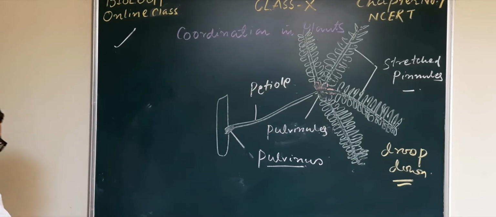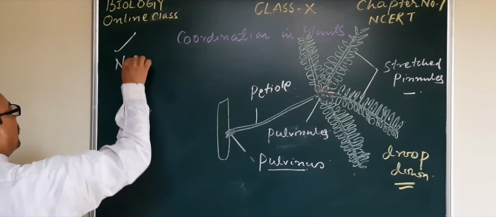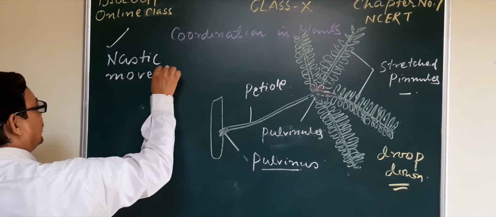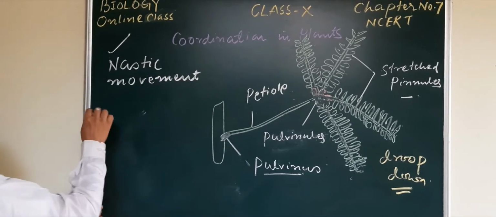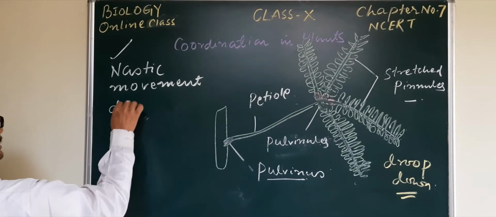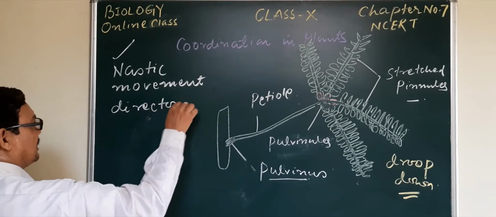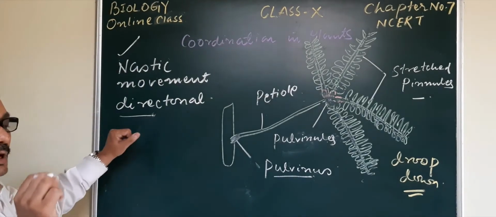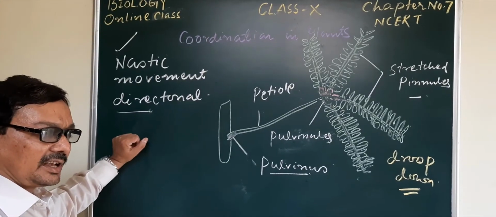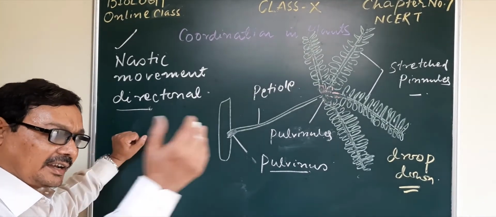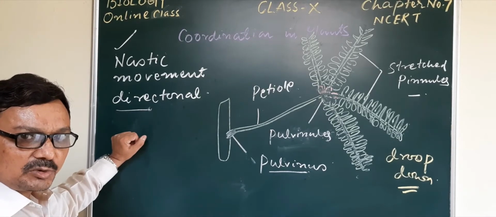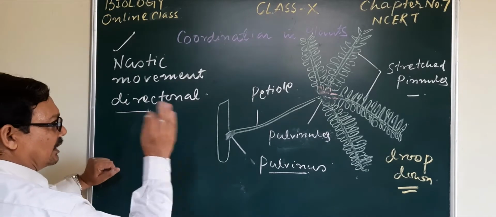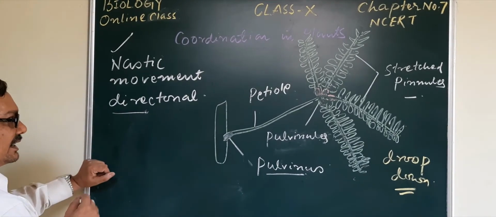This type of movement is known as the nastic movement, where the movement is not directional. When you look at the tropic movement, the movement is either in the direction of the stimulus or against the direction of the stimulus, the source of the stimulus. But here there is no involvement of growth and there is no involvement of direction.